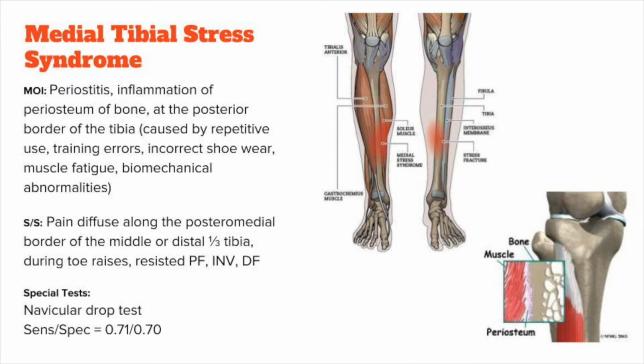Next up, we have medial tibial stress syndrome. This usually involves the posterior tibialis muscle, and there's 3 grades. The first grade is when the muscle starts to pull away from the bone. The second grade is inflammation in the periosteum from the muscles. And the third grade can actually lead to a stress fracture or the bone giving way. Special tests we'll be looking at for this one are the navicular drop test.